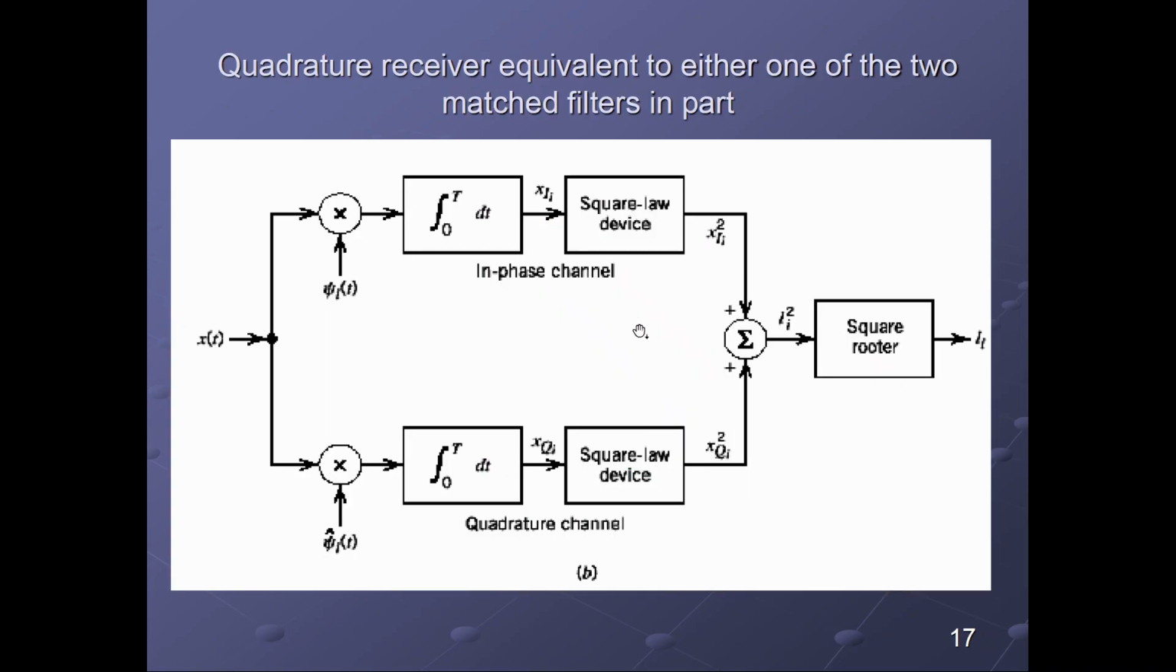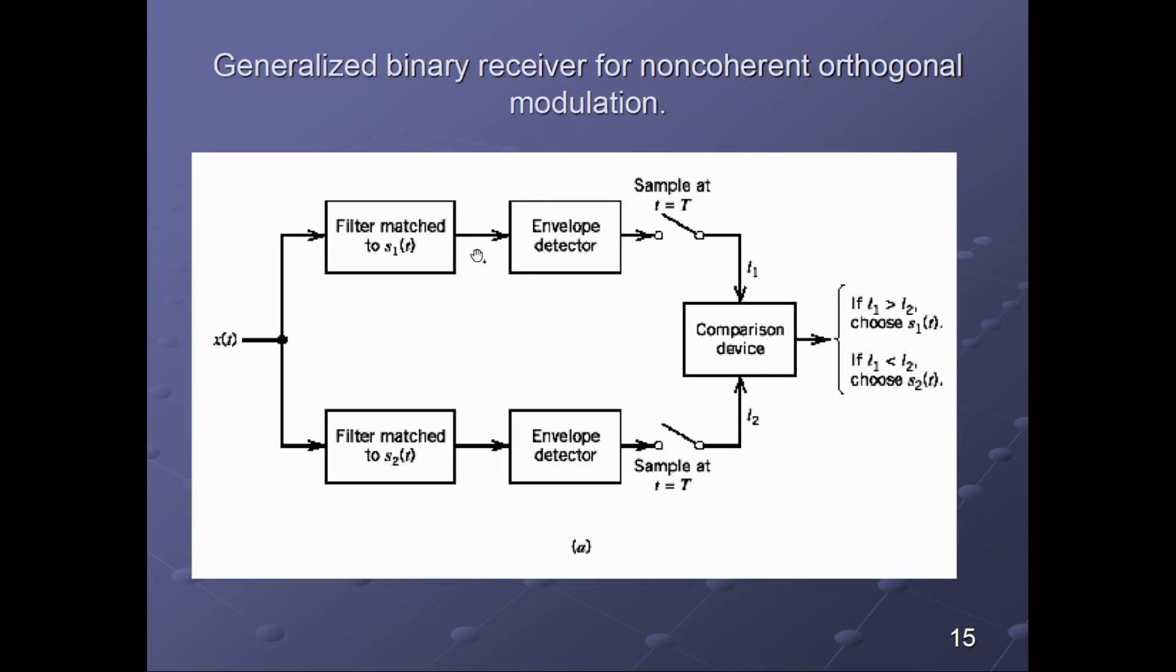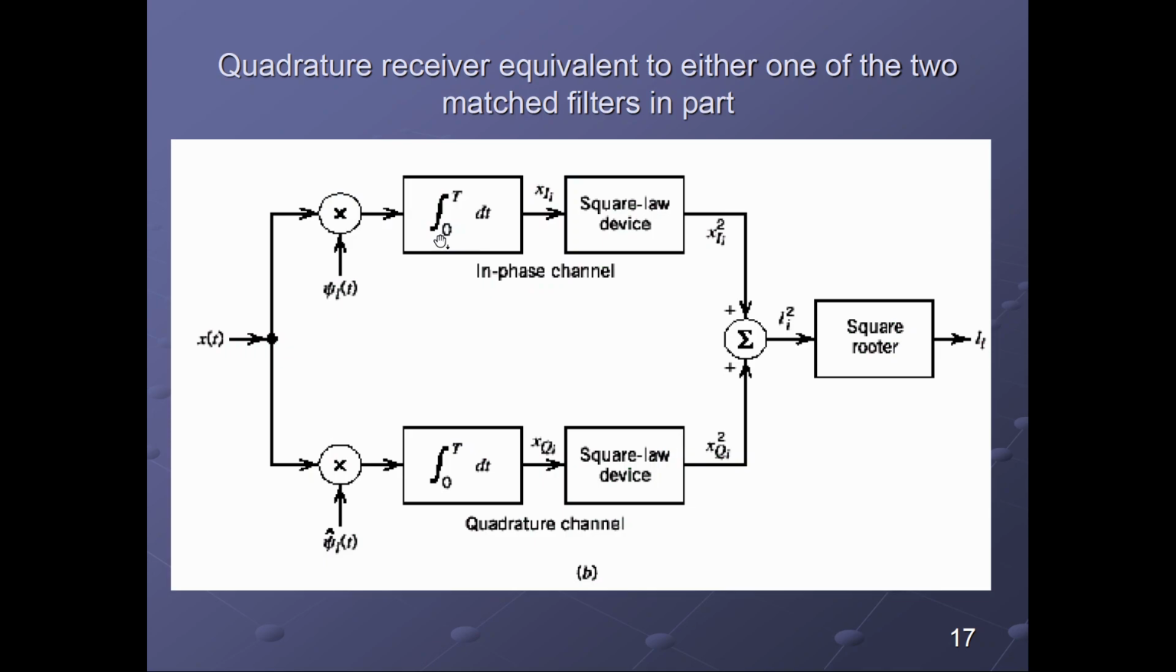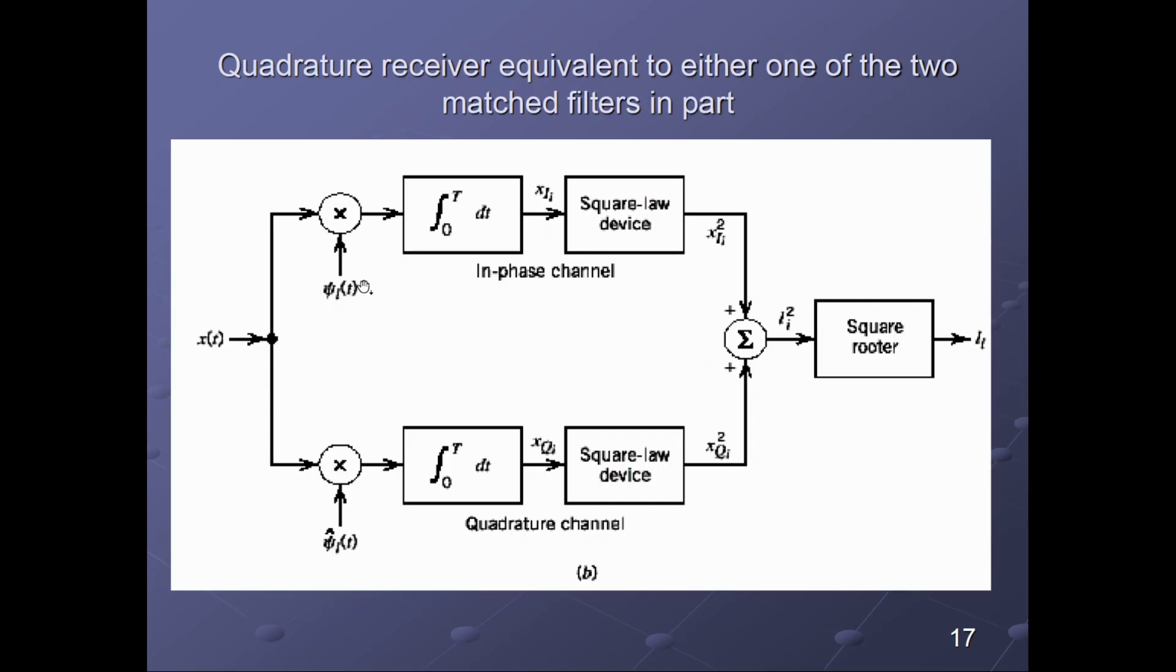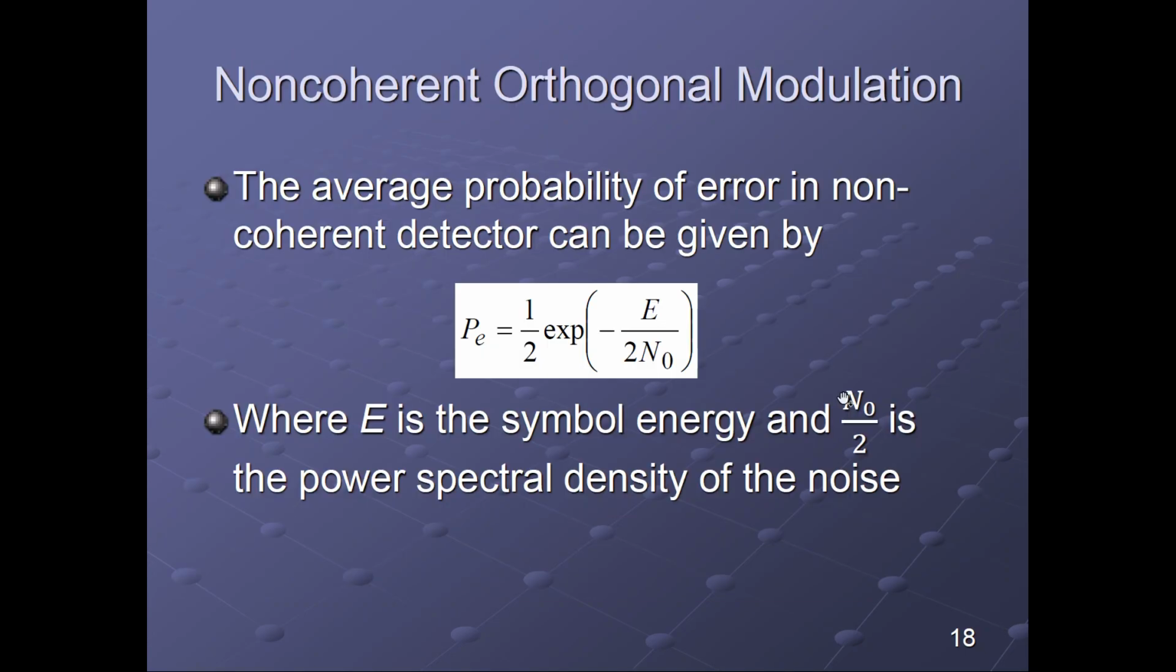The quadrature receiver is equivalent to either one of the two matched filters. The previous one was using a matched filter and envelope detector. This uses a correlator and square-law device. So as you can see, the results of both of them are equivalent to each other. If you get your signal, multiply it by phi1 of t, which is the basis function, integrate it and then square it for the in-phase, and do the same for the quadrature, then you get the same. And here take the square root.